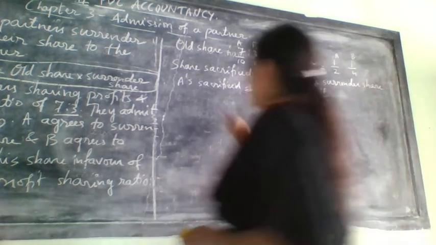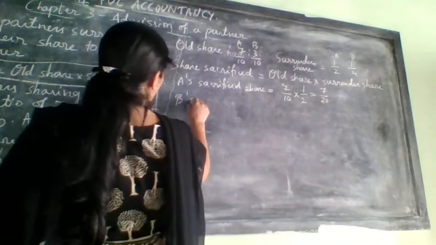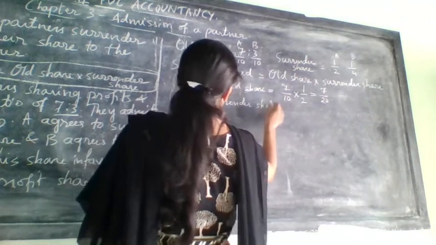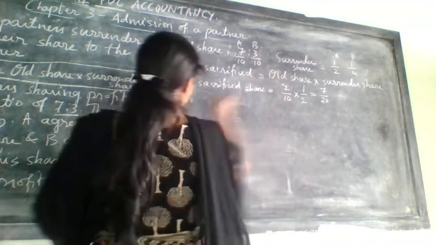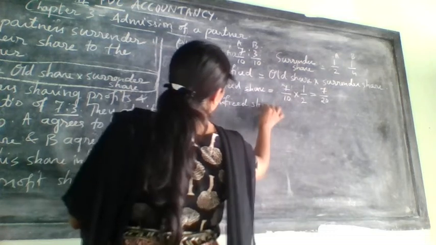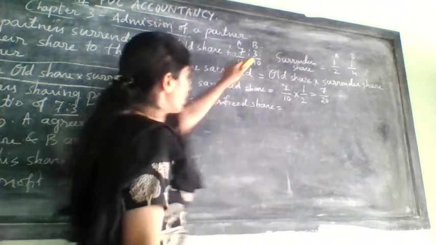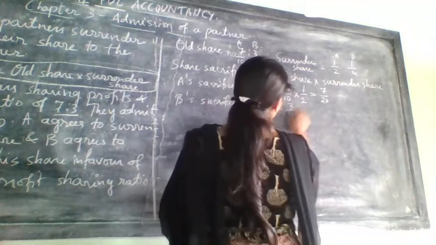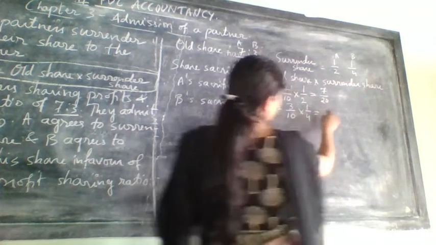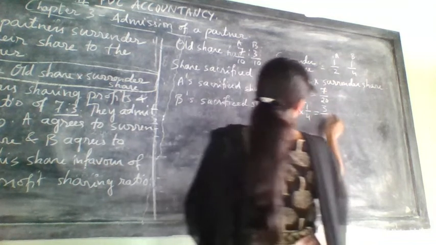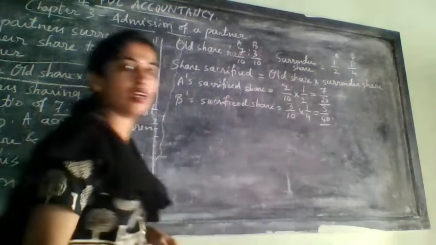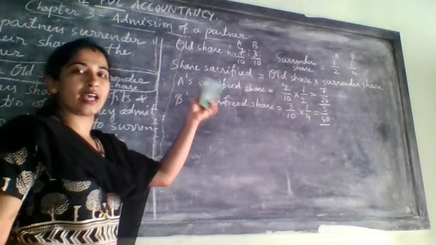Next, B's sacrifice share. Sorry, B's sacrifice share, not surrender. Surrender they have given. Sacrificed share is equal to the old share, 3 by 10, into 1 by 4. 3 ones are 3, 10 fours are 40. This is for B and this is for A. Now you have got the share sacrificed.